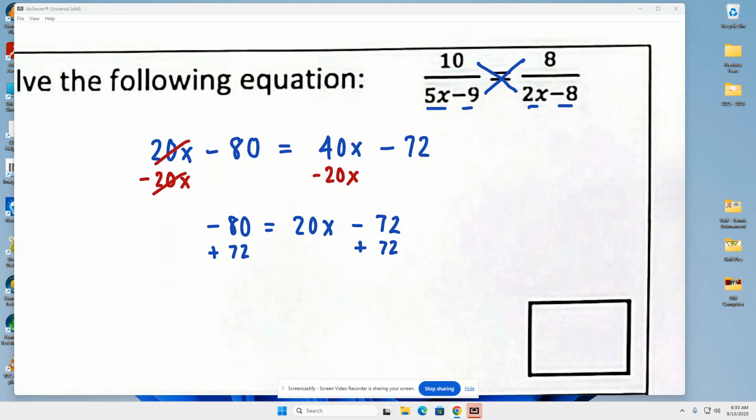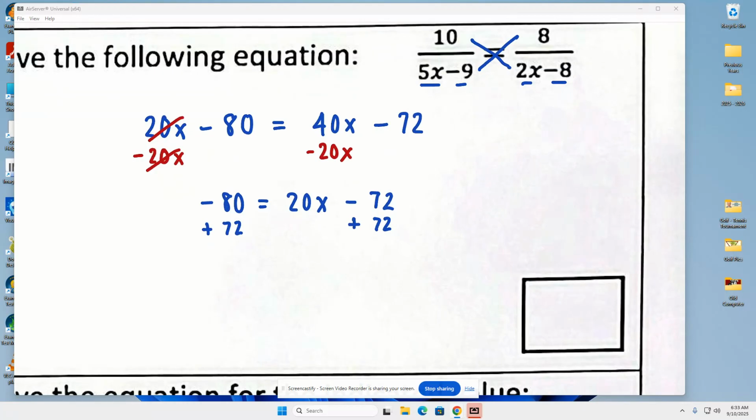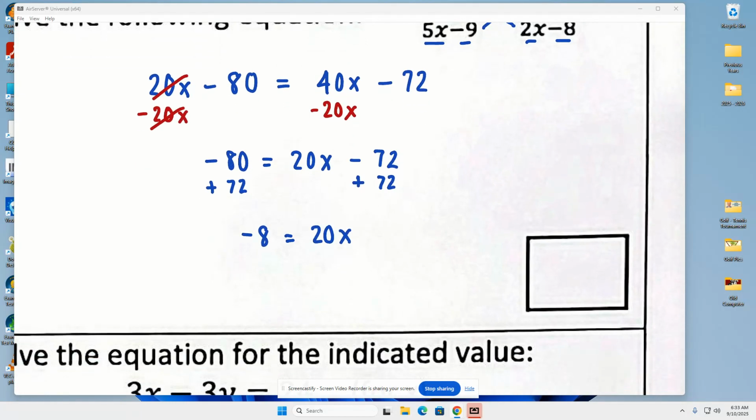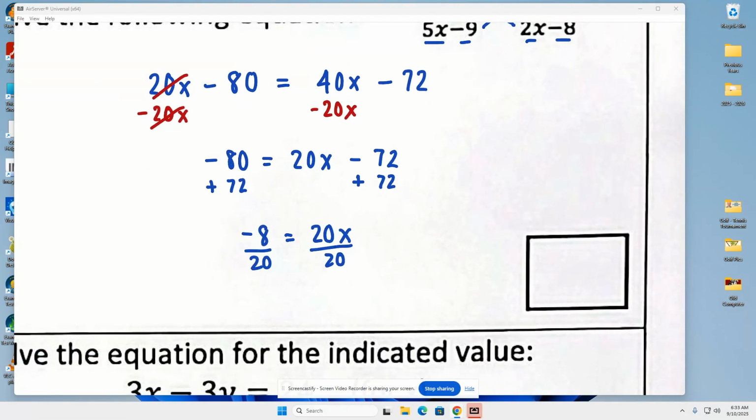Type in your calculator, not your Chromebook, your calculator. Negative 80 plus 72 is negative 8, and that equals 20 times x. So I'm going to divide by 20, and negative 8 divided by 20, you can either reduce it or you can write the decimal. The decimal is negative 0.4, which is nice. So x equals negative 0.4.